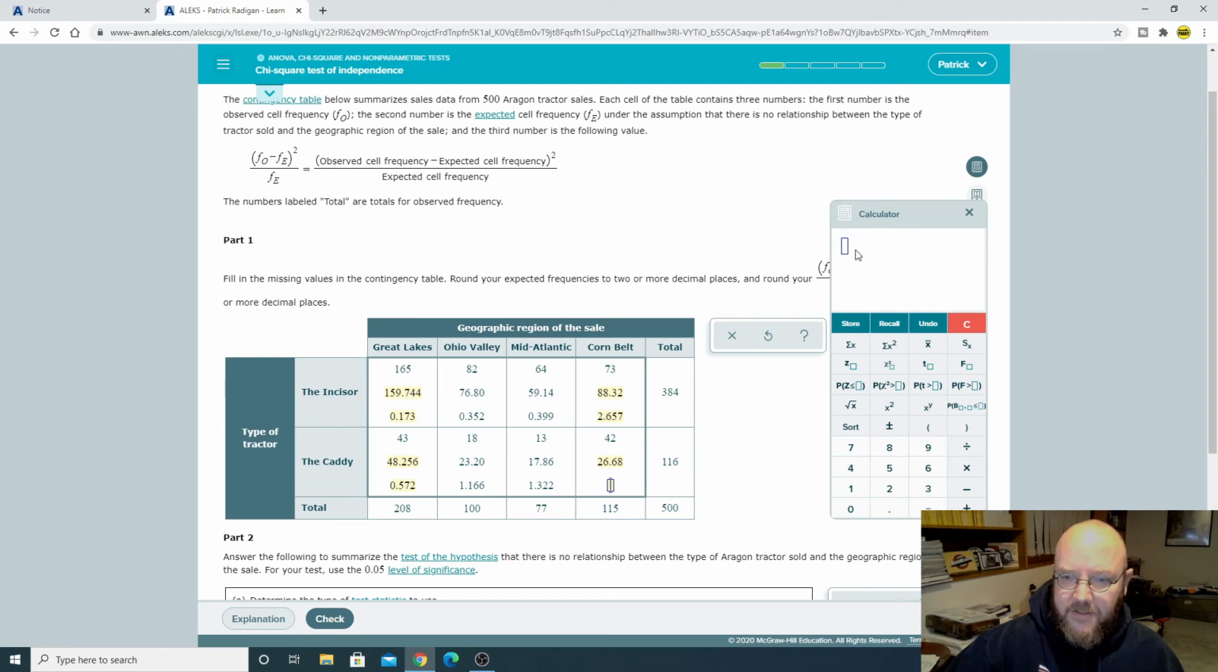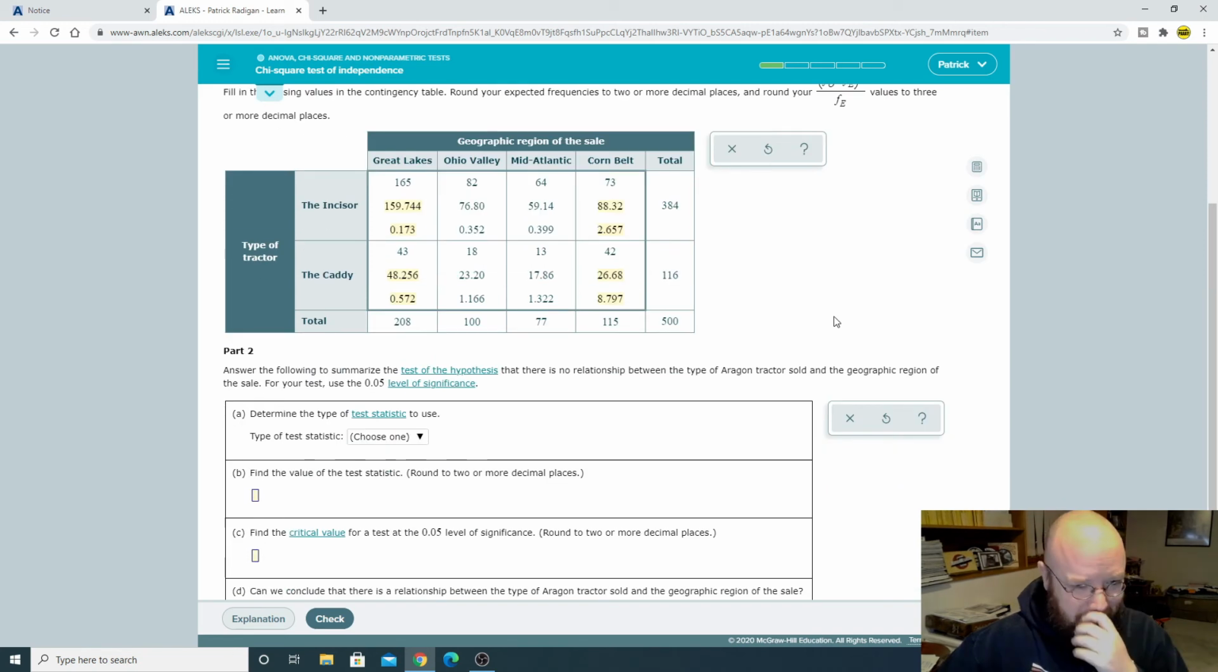And last but not least, this one right here. So 42 minus 26.68, close parentheses, square, divided by 26.68. Okay, that one's pretty high. I bet you that one jacked our test right there. 8.797. Oh my gosh, there we go. So yeah, you've got to pay attention to what you're doing with these.